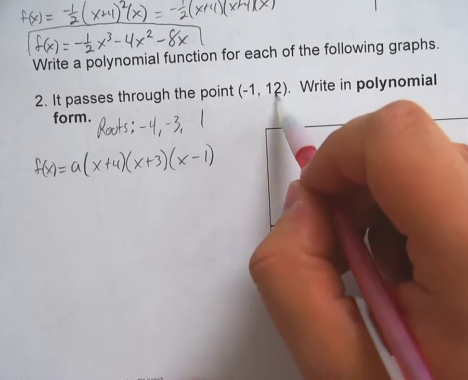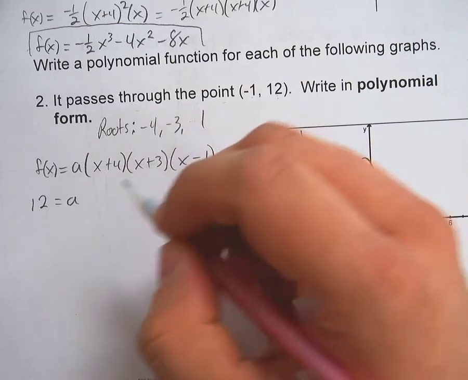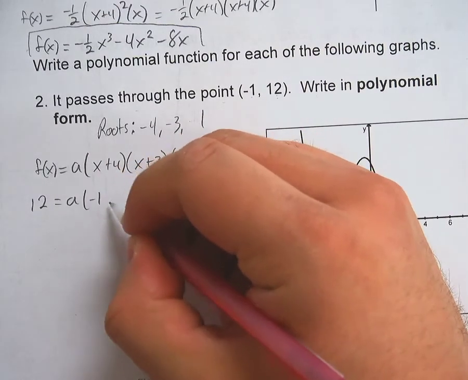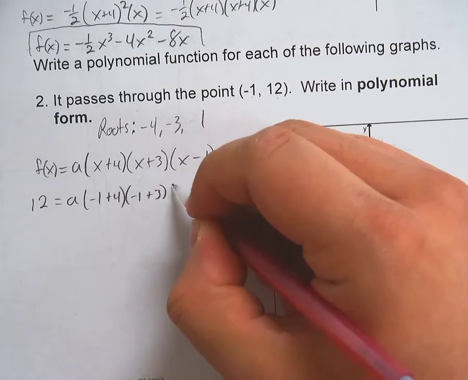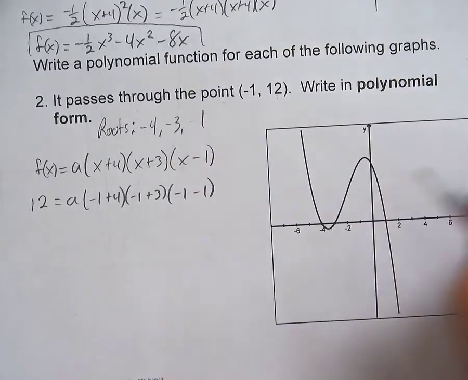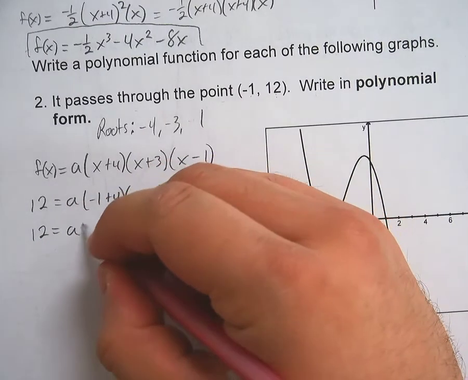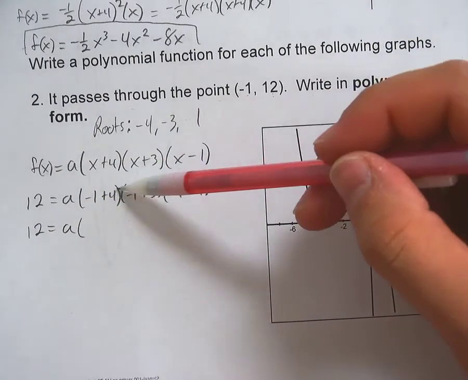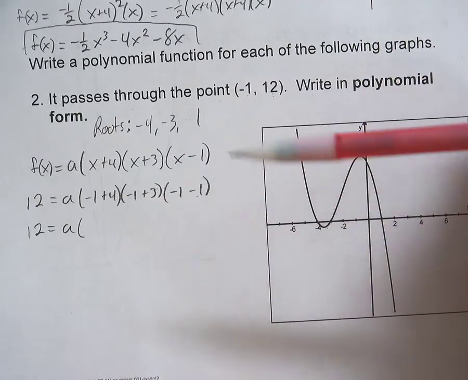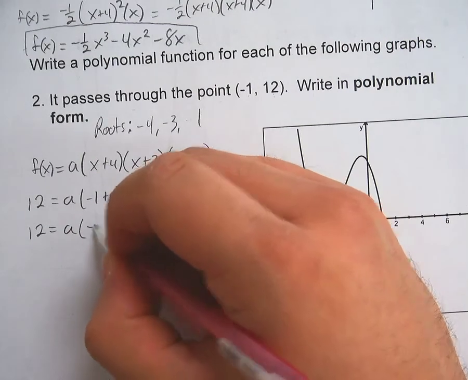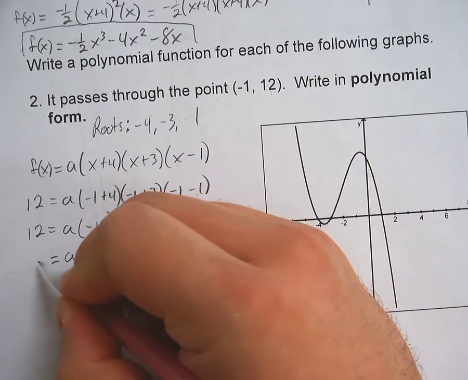So plug in 12 for y and negative 1 for x. Negative 1 plus 4, negative 1 plus 3, negative 1 minus 1. All right, so this is going to be 3 times 2 times negative 2. 3 times 2 is 6, times negative 2 is negative 12. So a is negative 1.